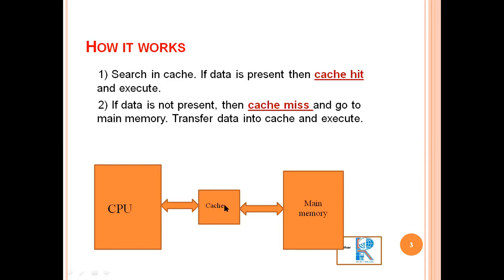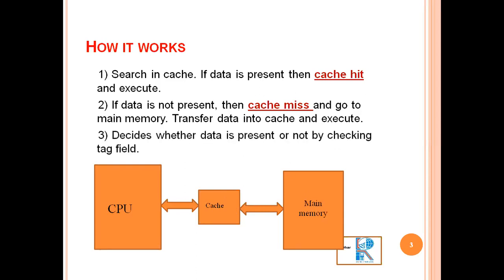If it finds the data, that is a cache hit, it's fine, it will execute the data. If it does not find the data, that is called a cache miss. It will go to the main memory, bring the data or instruction from the main memory to the cache memory, then it will execute. So in this way, cache memory works with the help of the CPU and main memory.